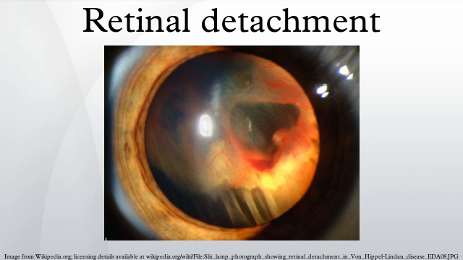A rhegmatogenous retinal detachment occurs due to a break in the retina that allows fluid to pass from the vitreous space into the subretinal space between the sensory retina and the retinal pigment epithelium. Retinal breaks are divided into three types: holes, tears and dialyses.